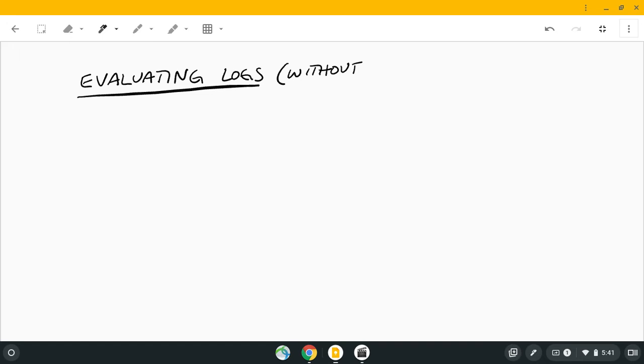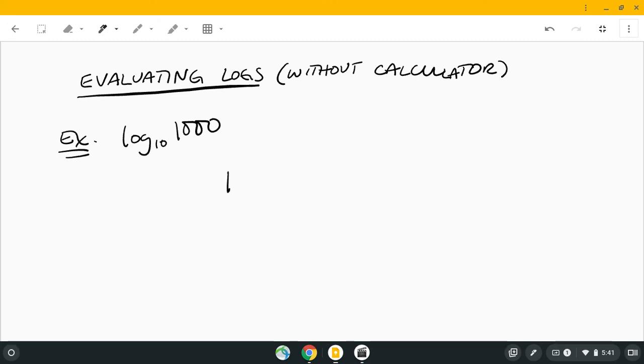Without calculator. Okay, so if I have this one here, log base 10 of 1,000, then what I'm trying to do is find the exponent that 10 gets raised to. Okay, so here's my work. 10 gets raised to some power, and it should give me a 1,000. Okay, so hopefully that's intuitive for you.